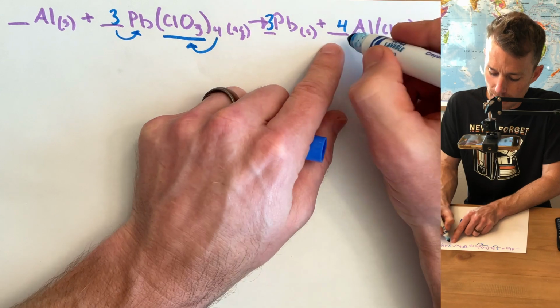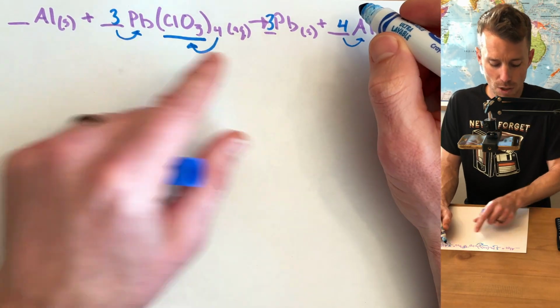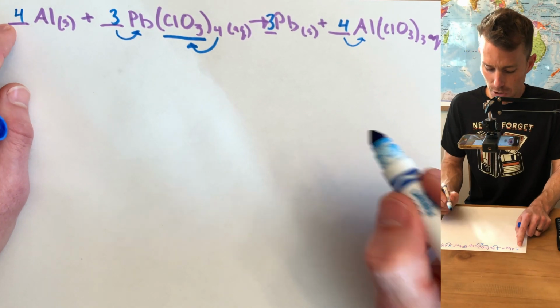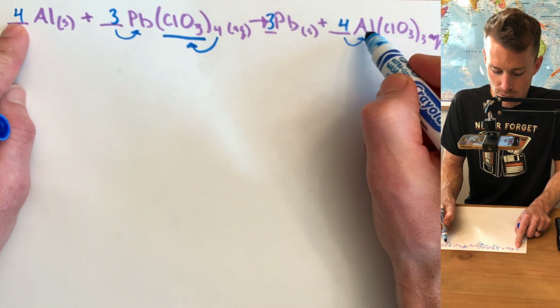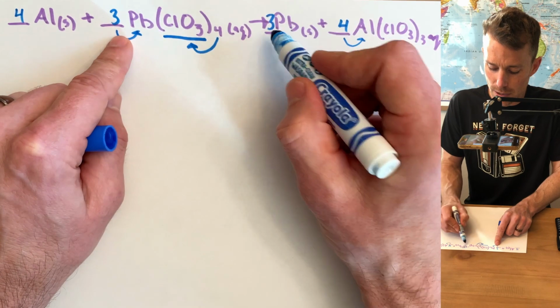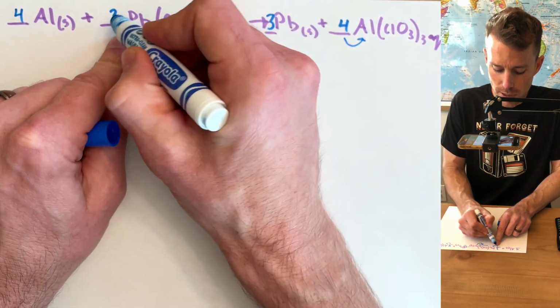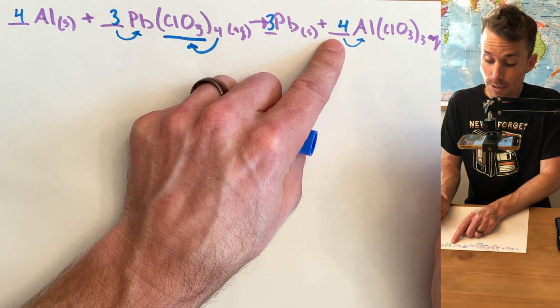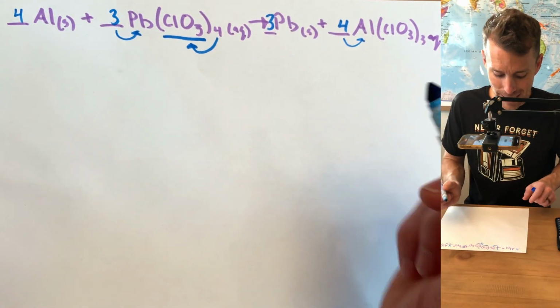And then over here, I have 4 aluminums. So over here on my reactants, I'll put 4 aluminums. That should be all balanced. 4 aluminums, 3 leads, 3 leads. 4 times 3 is 12 chlorates, and 3 times 4 is 12 chlorates. So step one, we're all good.